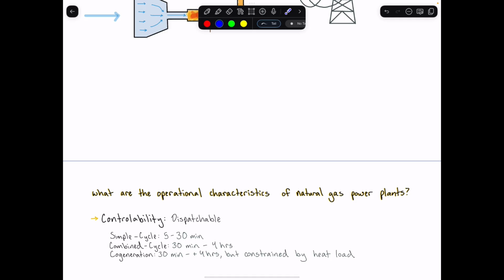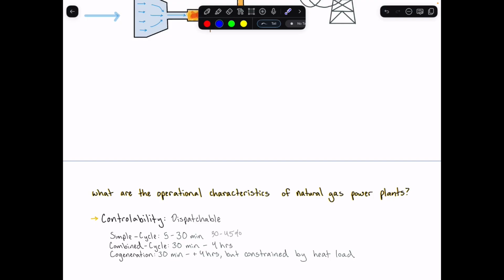Natural gas power plants, as you've probably been able to pick up, are dispatchable resources. So operators are able to control how much electricity they are generating at any given point. Now, simple cycle plants, to change their output typically takes 5 to 30 minutes. And they are about 30 to 45% efficient.